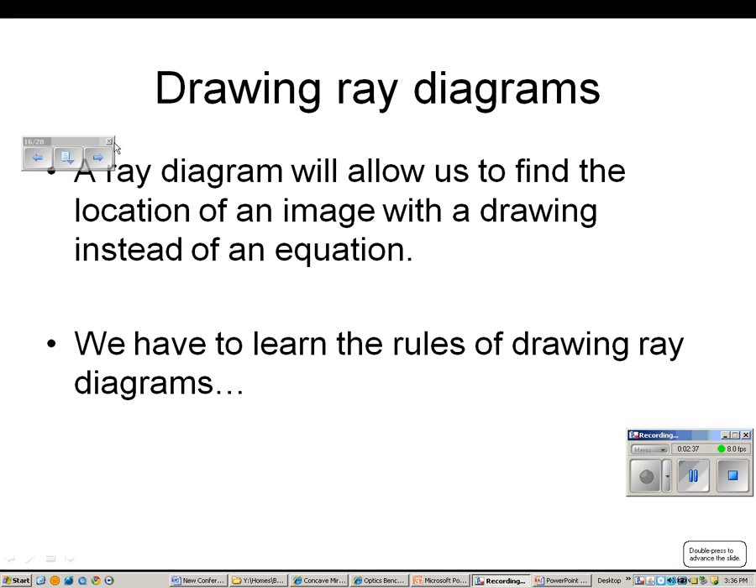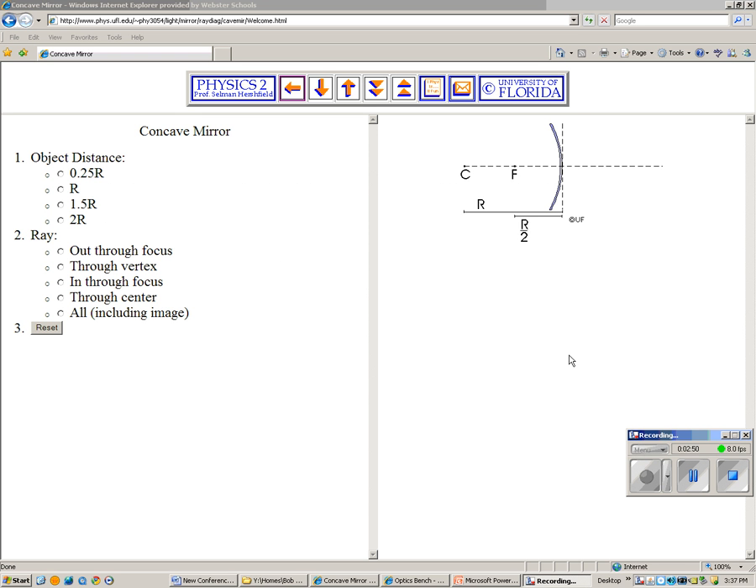At this point, we want to learn how to draw a ray diagram. A ray diagram will allow us to find the location of an image with a drawing instead of an equation. We have to learn the rules of ray diagrams, and we'll do that now. Here we have a concave mirror, focal point, center of curvature. You can see the center of curvature is a distance r away. Focal point is r over 2. I'm going to put objects at different points, and we'll see the different rays that can be drawn.